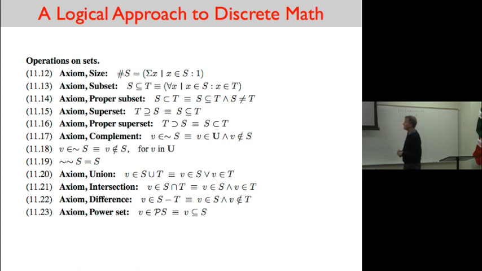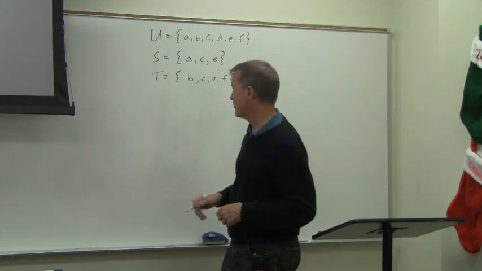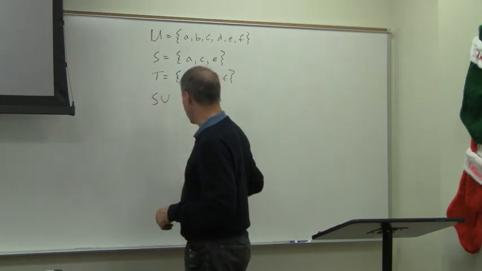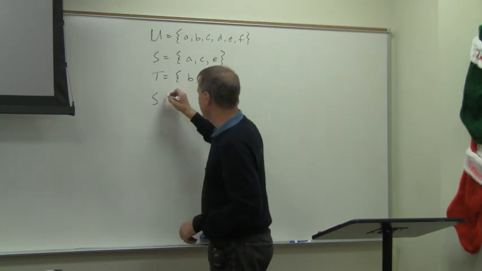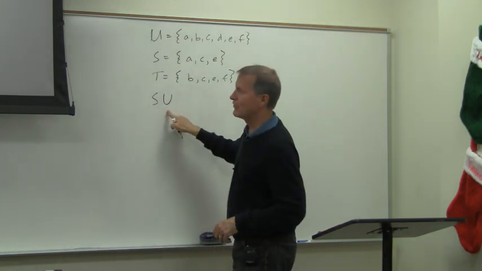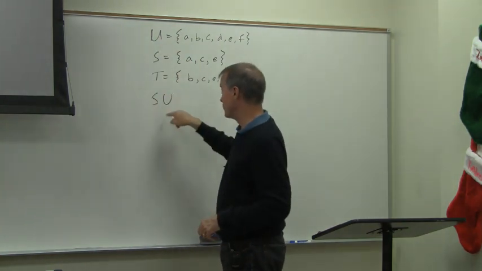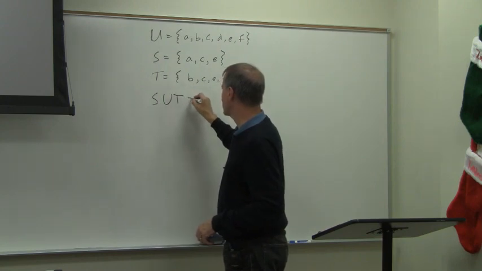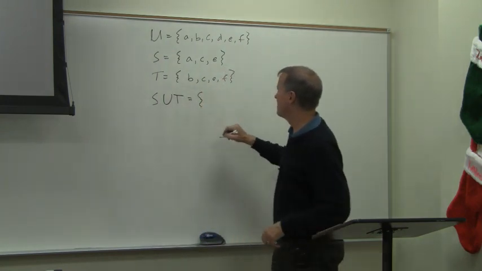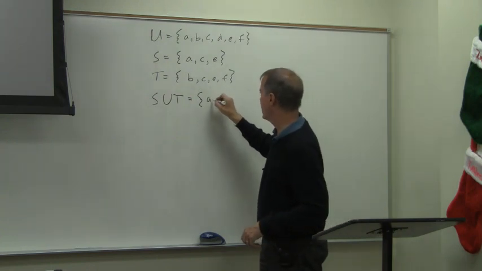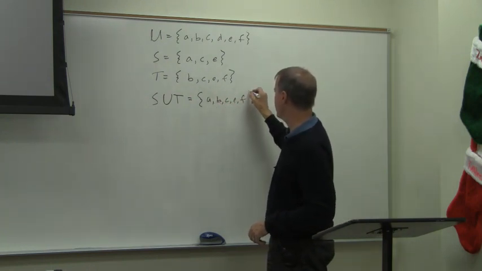Now let's take a look at each one of these. Axiom union. V is an element of S union T. So what is the definition of S union T? V is an element of S union T if and only if V is an element of S or V is an element of T. So what is S union T? What set is that? A, B, C, E, F. Yeah, A, B, C, E, F.